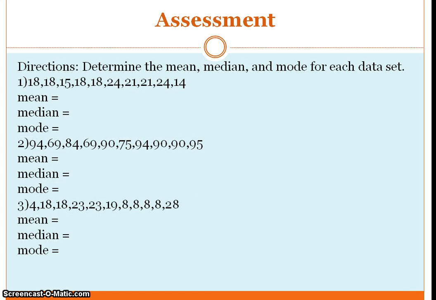Students will be given this assessment at the end to answer 3 questions. For example, number 1 has 18, 18, 15, 18, 18, 24, 21, 21, 24, 14. So students will find the mean, median, and mode for each data set. This will determine their ability of understanding the difference between the 3.